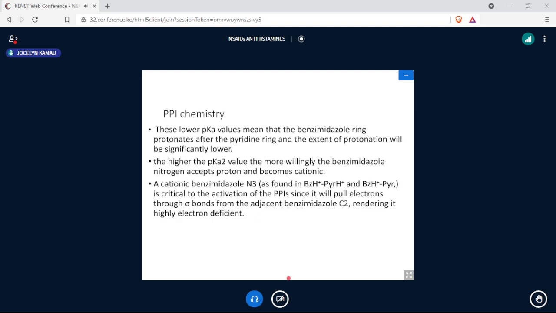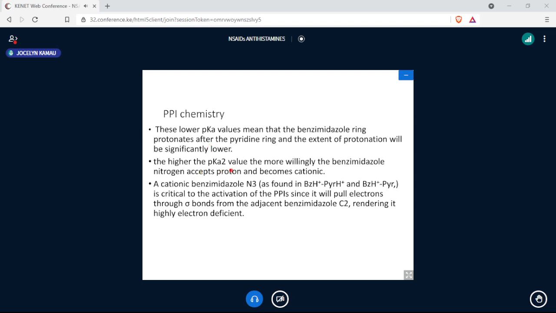that drug. These lower pKa values mean that the benzimidazole ring protonates after the pyridine ring, and the extent of protonation will be significantly lower. It protonates later, and the extent of protonation will be much lower because of the lower pKa. I think that is self-explanatory.